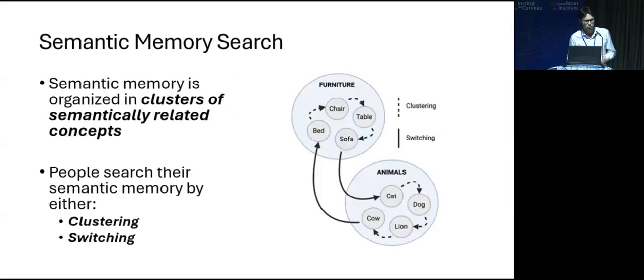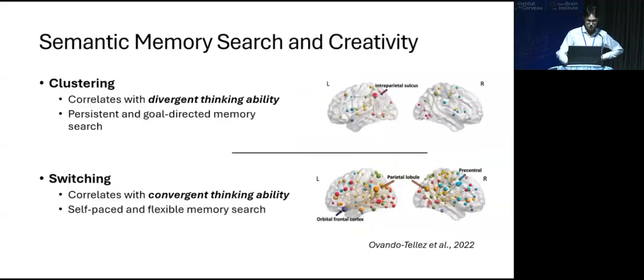But beyond remote associative thinking, we can look at the way that individuals search their memory. If we understand semantic memory to be organized in clusters of semantically related concepts, we can understand that people can search their memory in one of two ways. One is clustering, wherein they retrieve successive concepts from the same semantic category. The other is switching, wherein they retrieve concepts from different semantic categories during successive responses.